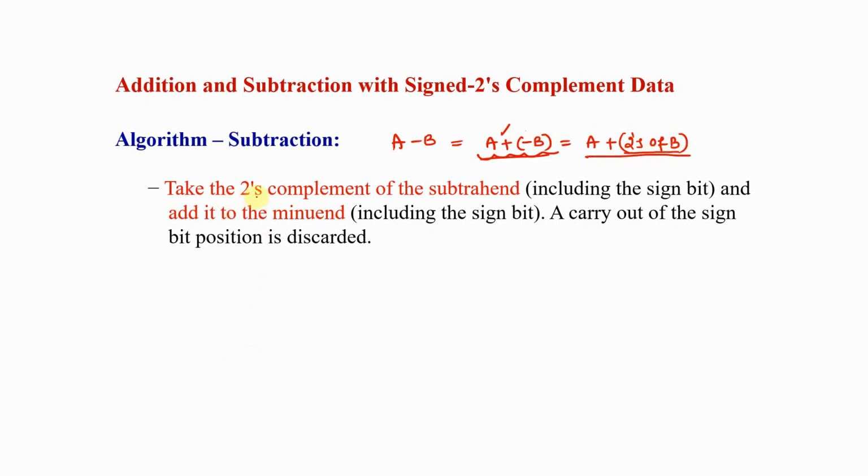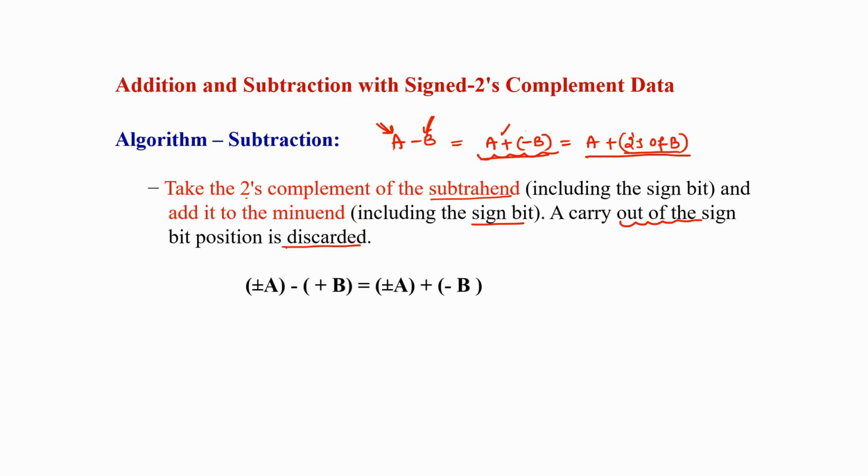Take the two's complement of the subtrahend. Here you should understand, a is called the minuend and b is called the subtrahend. Now take the two's complement of the subtrahend, including the sign bit, and add it to the minuend, including the sign bit. If there is any carry out of the sign bit position, it is going to be discarded. We know that carry is discarded in the addition operation.